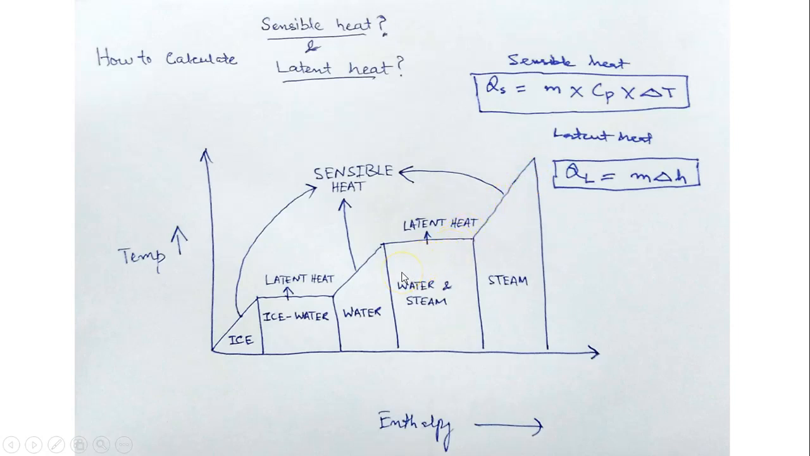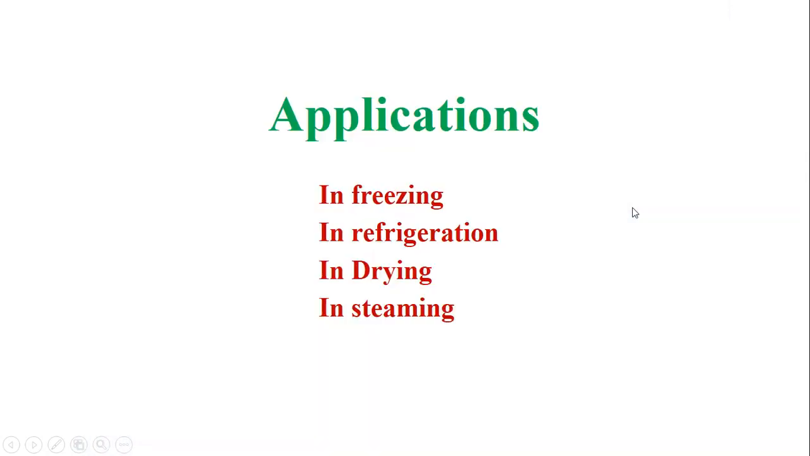So when we supply heat to any substance, there are two types of heats. One is sensible heat and one is latent heat, which can be calculated through these given formulas. Sensible heat is equal to mass into specific heat into change in temperature. Similarly, latent heat QL is equal to mass into latent heat of fusion.